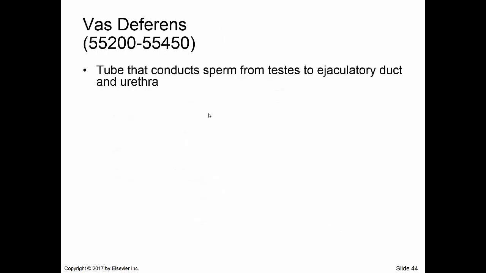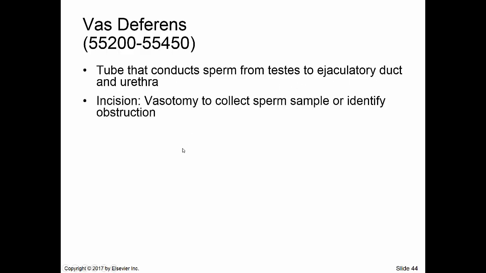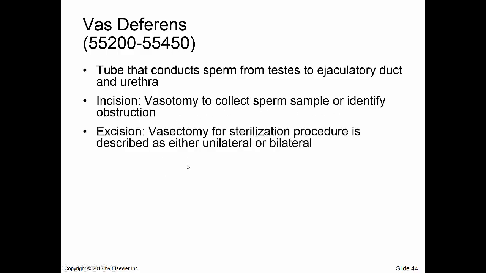Then we have the tube that connects the sperm from the testes into the ejaculatory duct and urethra. And sometimes we have to do incisions. We're going to collect the sperm sample or identify an obstruction that way. Excision would be a vasectomy. I think you've probably heard of those before.